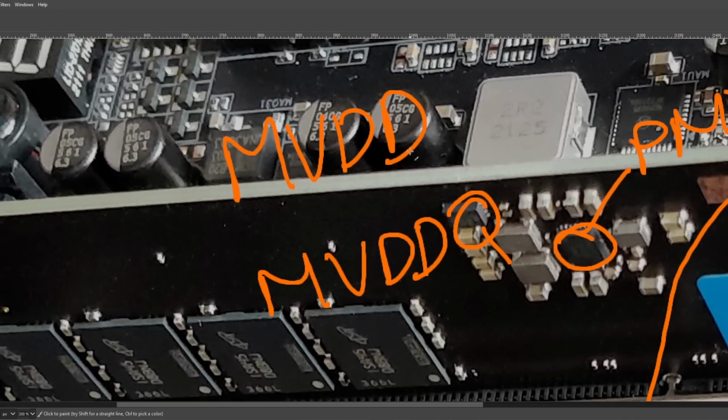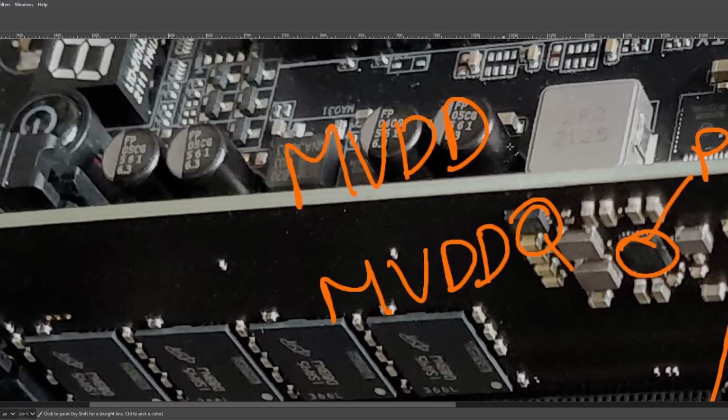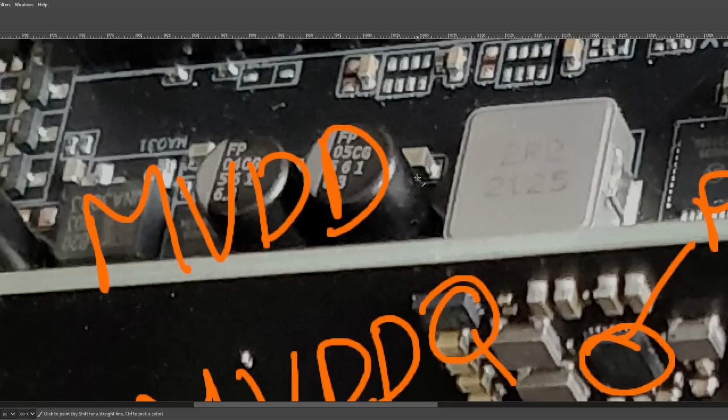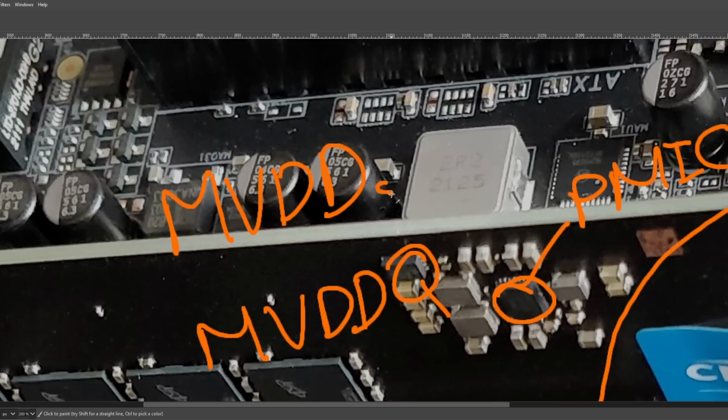So memory VDD powers the actual core of the memory. There's not really a better description I can give you for that. If you're not aware of the architecture of memory chips, we're not going to get into that. But this powers the memory core. It's stock at, man, I'm zooming in way too much. So it's stock at 1.1 volts.